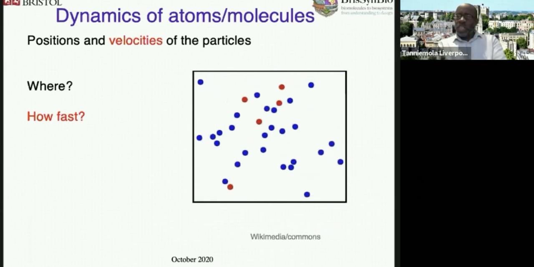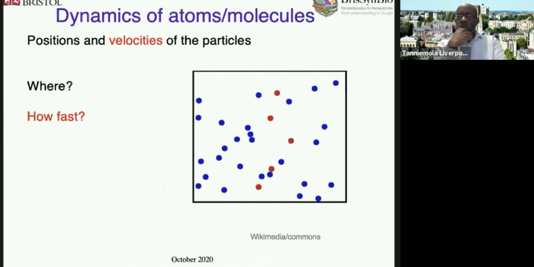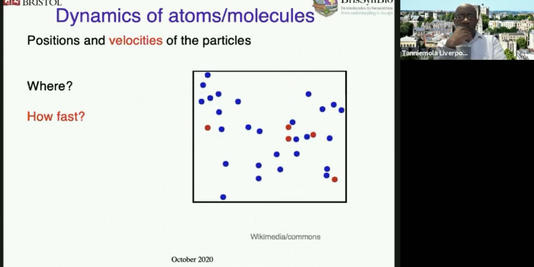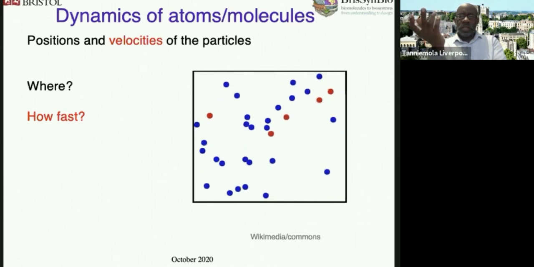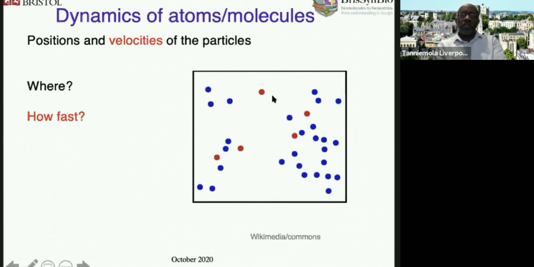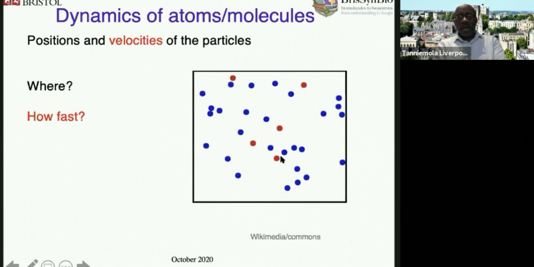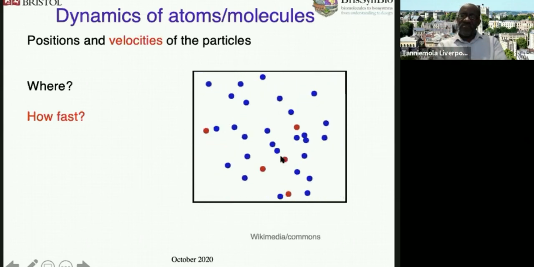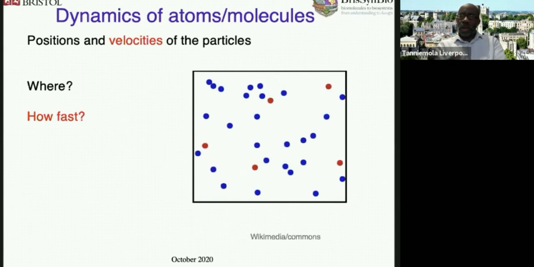So since everything is made up of atoms and molecules, then the state of matter must be encoded in what the atoms and molecules are doing. That is, where they are, their positions, and how fast they are moving, their velocities. So this is a sort of video here, a schematic of some bit of matter. This is looking very gas-like, and we can see what the molecules are doing.